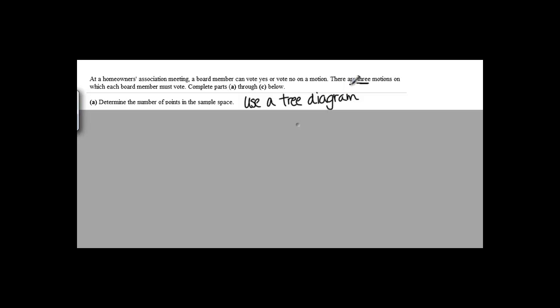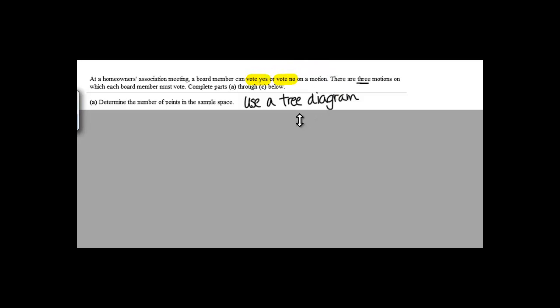So on this particular problem, we have 3 motions on which to vote. Those are going to be our 3 separate events. Notice that the only 2 options a board member can use are to vote yes or no. On some problems you may have an additional option of abstaining from the vote, so you would have 3 different options.